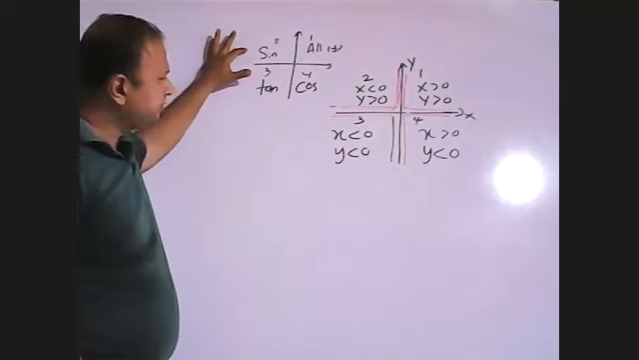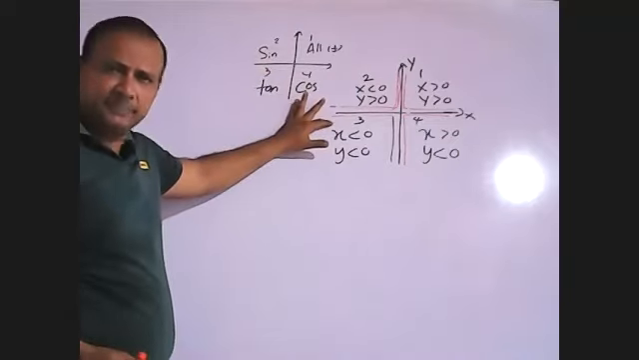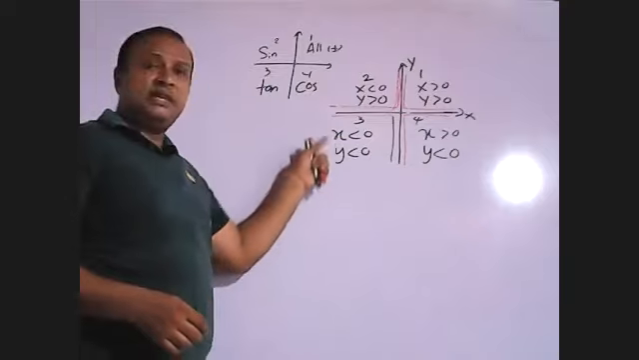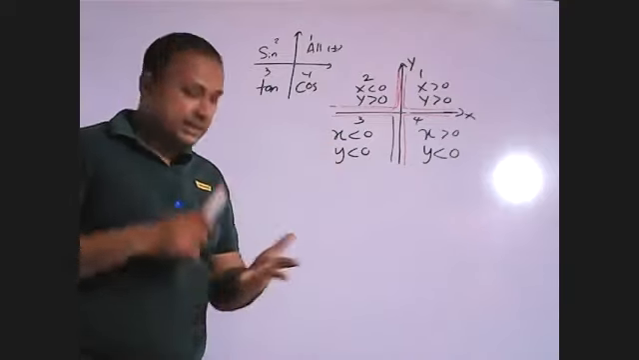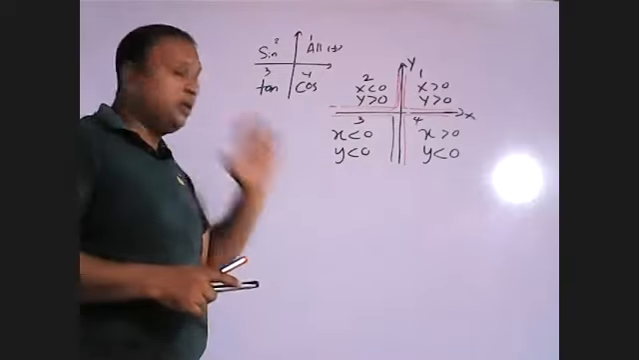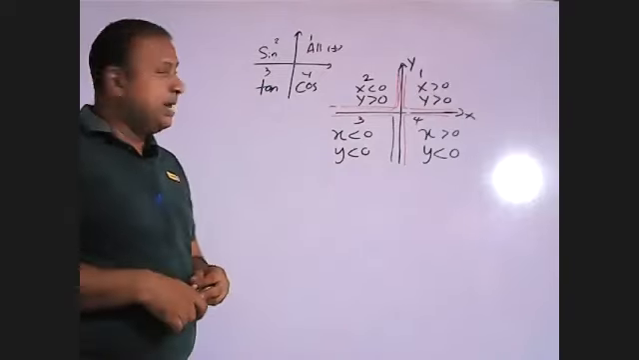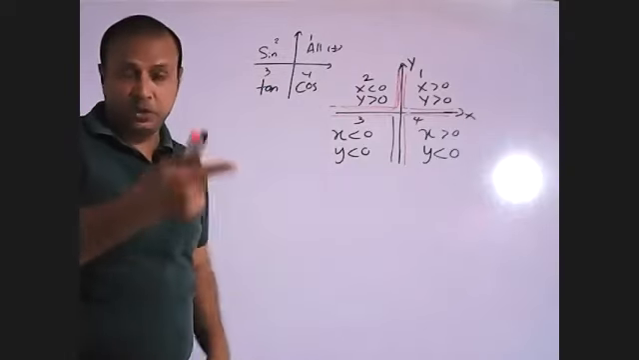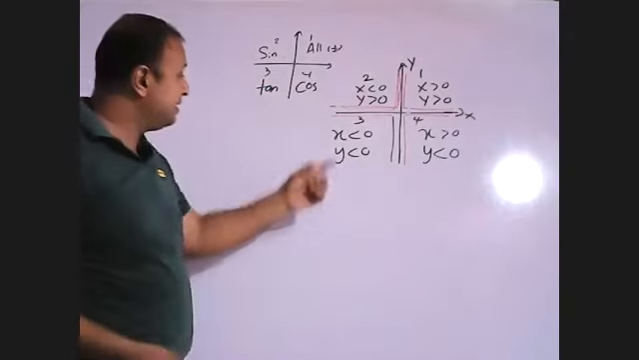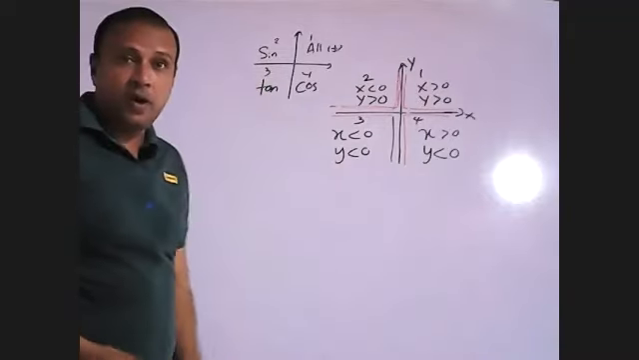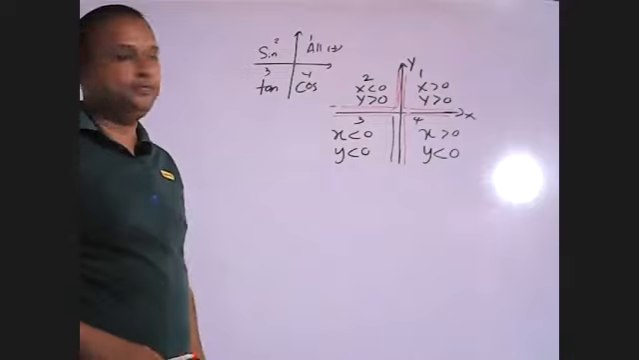The third quadrant, both x and y are negative. That means the sine value is negative, the cos value is negative. As these two values are negative, the ratio will be positive. Therefore, tan is positive. Therefore, in the third quadrant, tan values are positive.